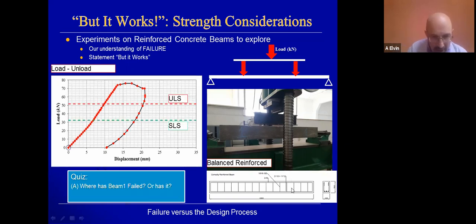So now I've calculated using the SANS 0100. Based on this reinforcement, I can produce for you the ultimate limit state and the serviceability limit state, assuming all the load coming on is live load.